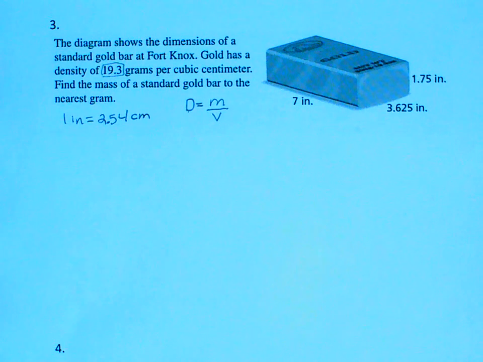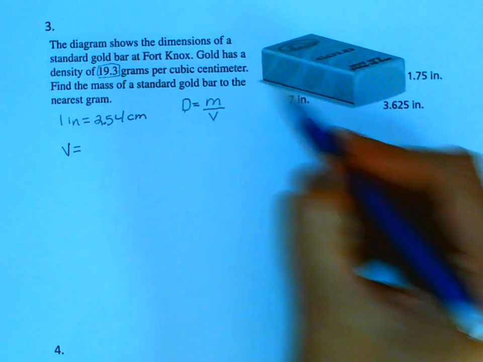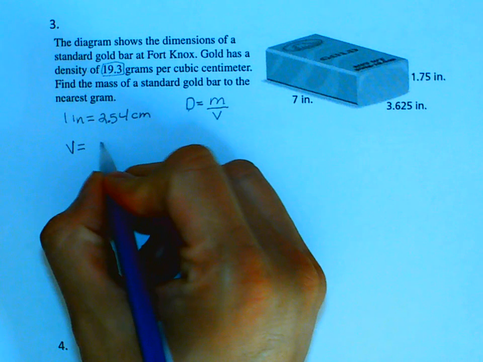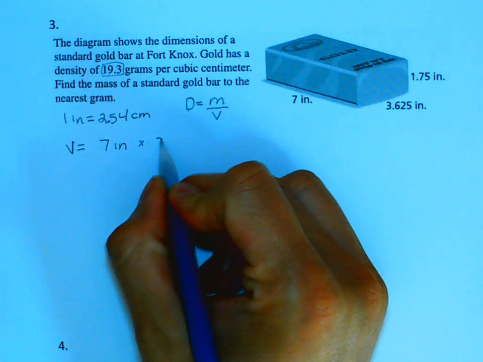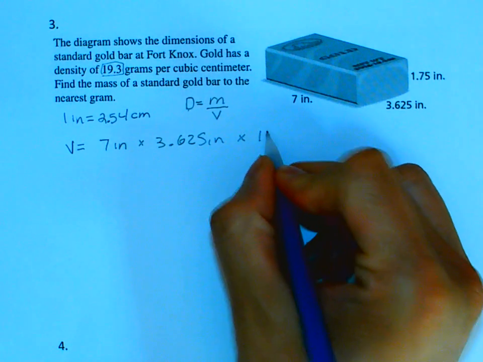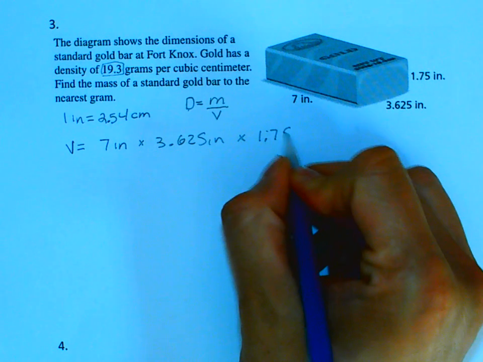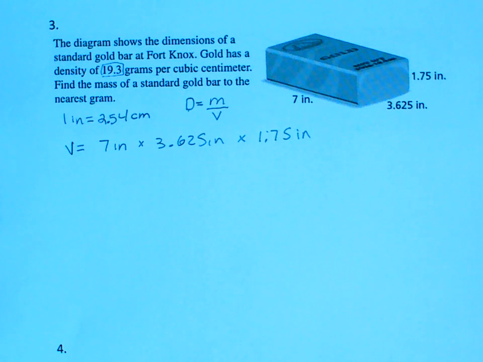Okay, so let's go ahead and convert this. Now, to find the volume of this figure, we would have to multiply the area of the base times the height. So this is going to be 7 inches multiplied by 3.625 inches, that's the area of the base, by the way, multiplied by 1.75 inches. So there's multiple ways to do this. You can find the volume as is and then make the conversion in terms of volume, or simply do the change right now and then figure out your calculation.